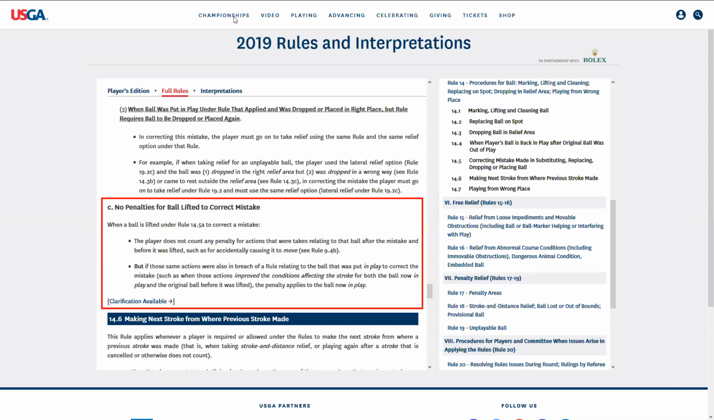So let's take an example. Your ball is on a cart path. You appropriately take relief. You drop it in the relief area, it rolls outside the relief area. We know that you have to redrop. But instead of redropping, you don't know that. You take your club, you're addressing the ball, and you cause the ball to move with your club. That's a penalty stroke. What this is saying is if you then correct your error of dropping it in the wrong place, or failing to redrop, you don't have to count the penalty that you would have incurred if you had played the ball. That's what that says.